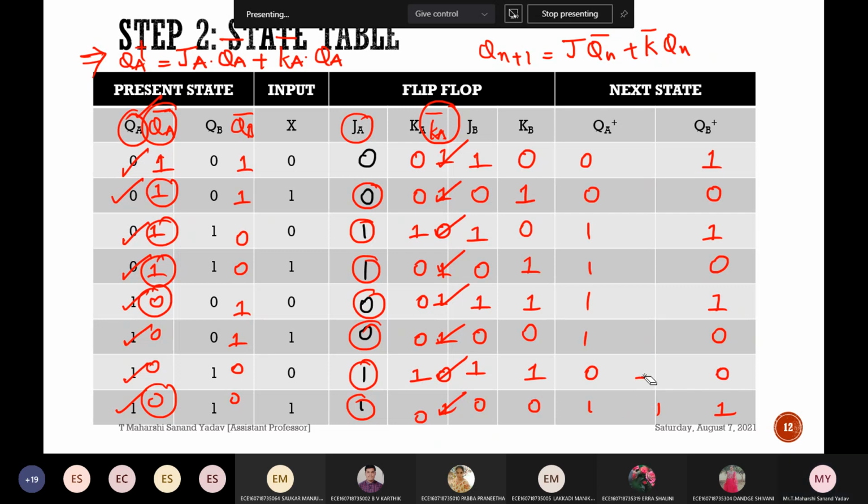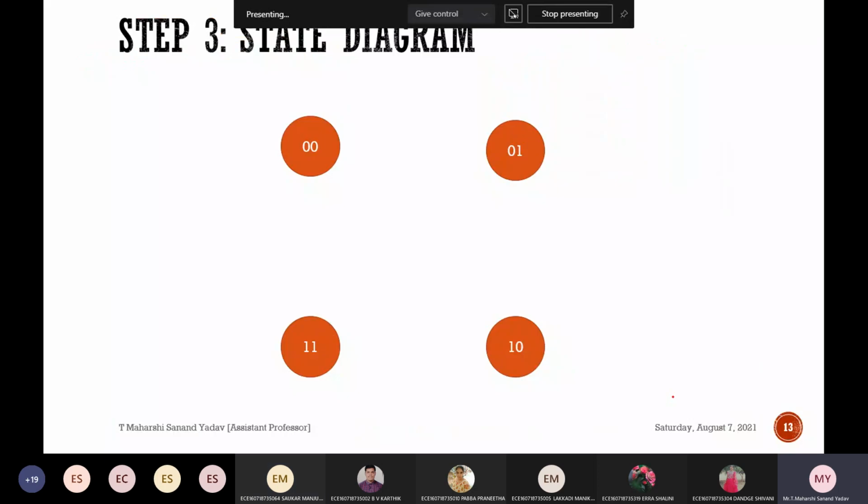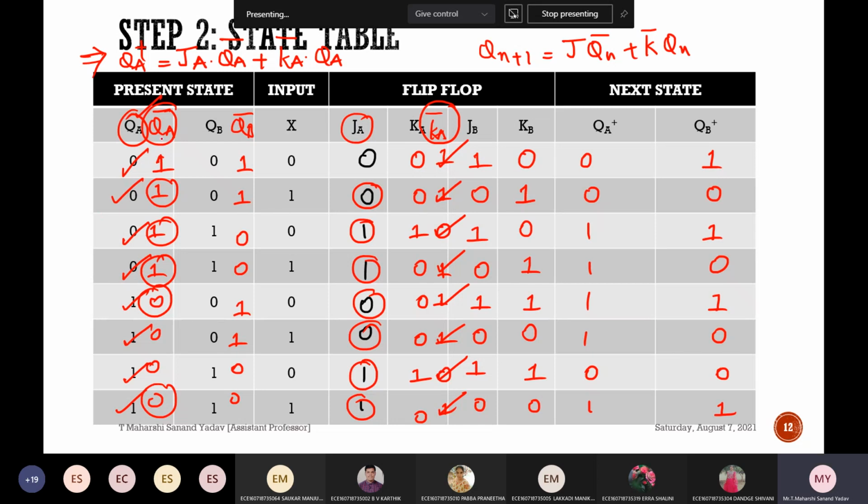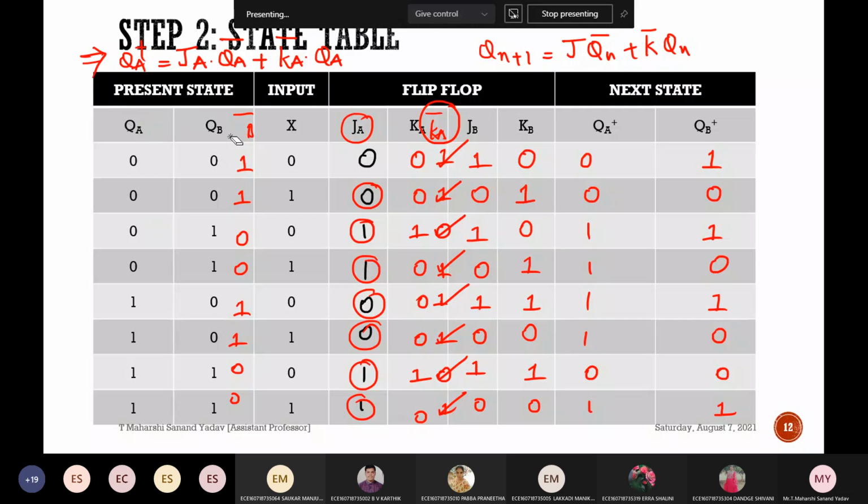After this, we need to draw the state diagram. So again, same 4 states. Check present state followed by input, and depending upon that you go to the next state. When present state, so you have to erase all this, not needed. So check for QA, QB.